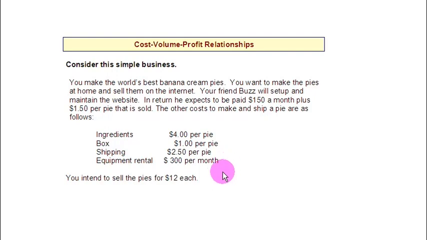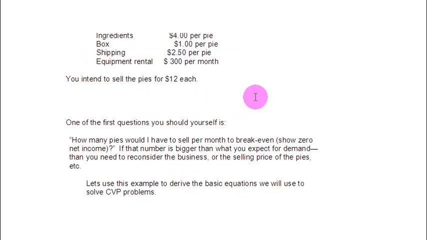Your expectation is, based on what you've seen in the surrounding area, you think that because you make the world's best banana cream pies, you should be able to sell them for $12 each. So the story here is that you know you do one thing really well in your life. You make great banana cream pies. You're not sure how you're going to do as a business person, but you'd really like your business to be a success. So hopefully one of the first questions that you're asking yourself is this one down here.